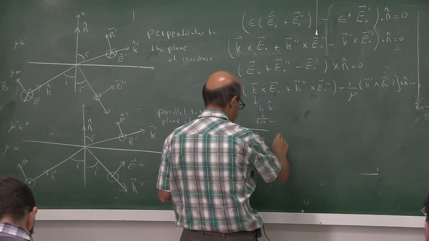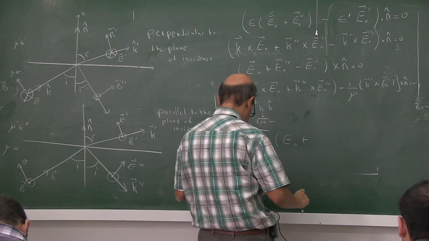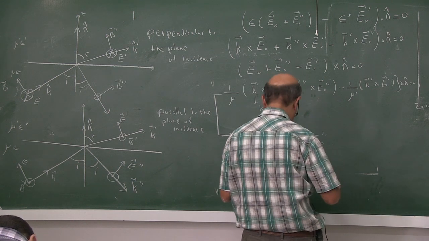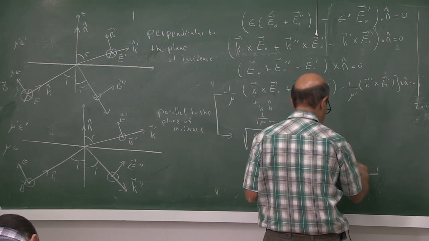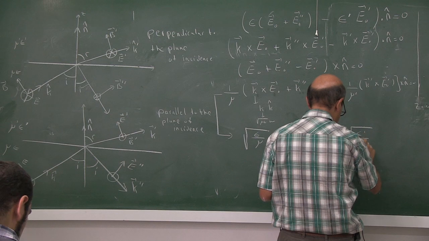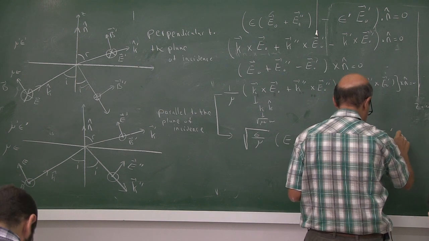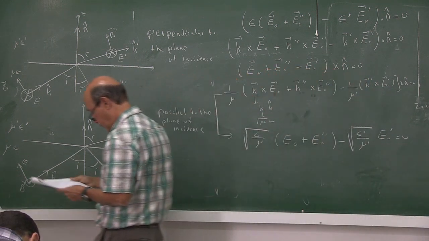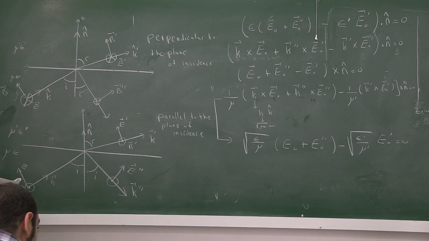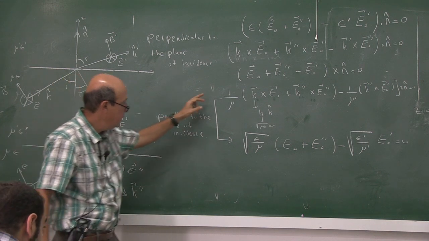And that should be E0 plus E double prime, divided by minus the same thing here, and that will be the epsilon prime over mu prime E0 prime, which has to be equal to 0. So this is the boundary condition in the open form, that one.